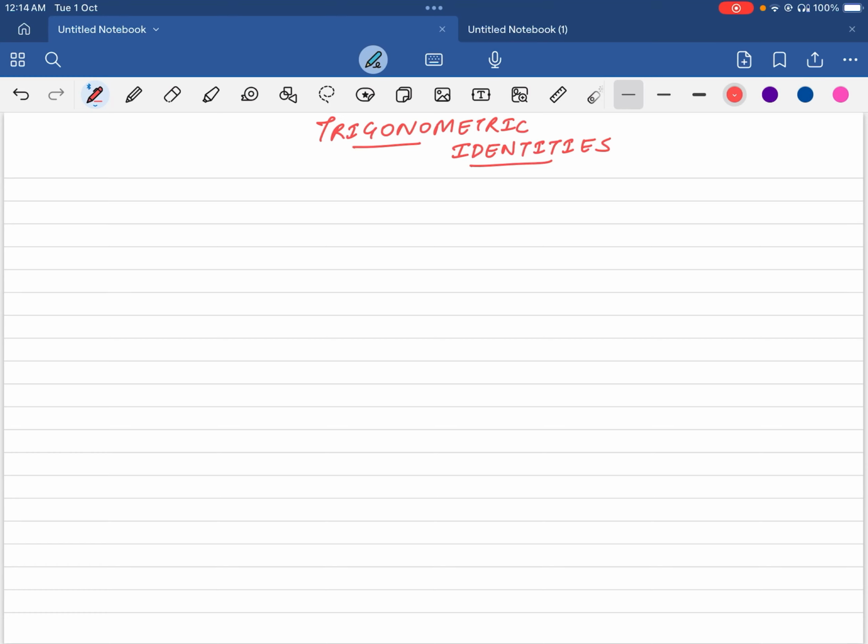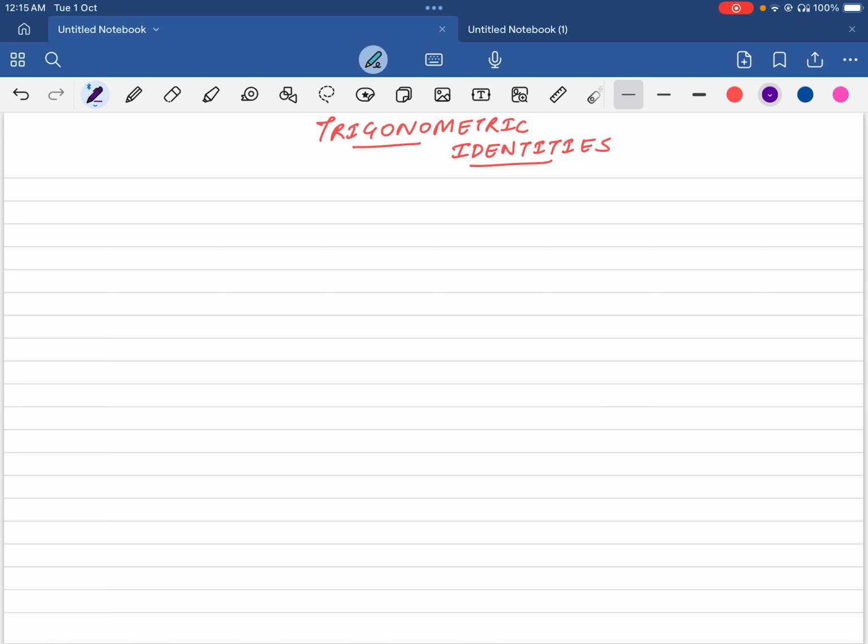Hey everyone, in this session we are going to understand the trigonometric identities. Again, one of the most important topics that we have, because we are going to look at a lot of proofs in this section particularly. So I would suggest you have maximum focus, and let's start.